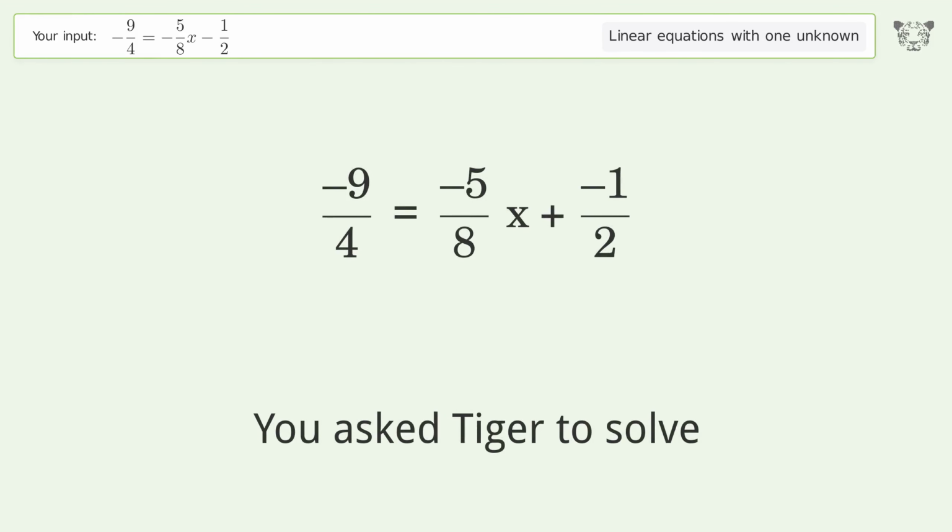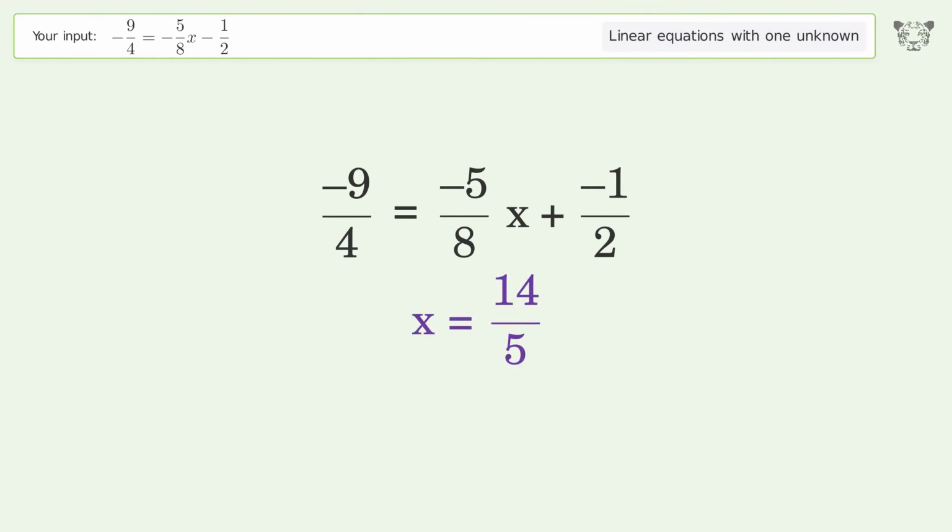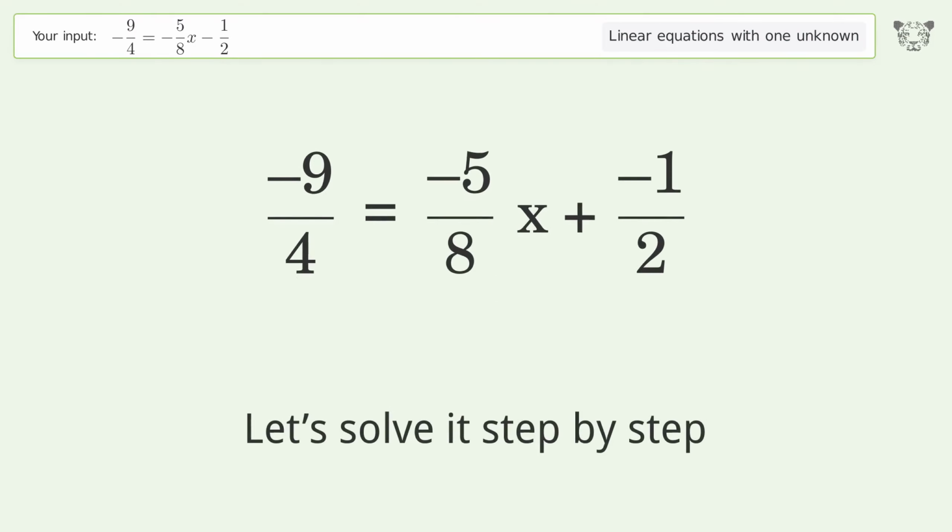You ask Tiger to solve. This deals with linear equations with one unknown. The final result is x equals 14 over 5. Let's solve it step by step.